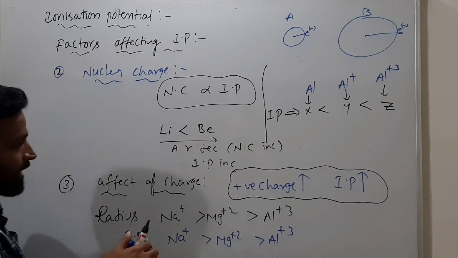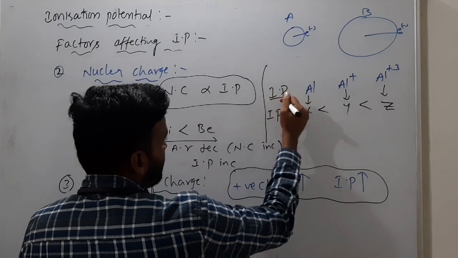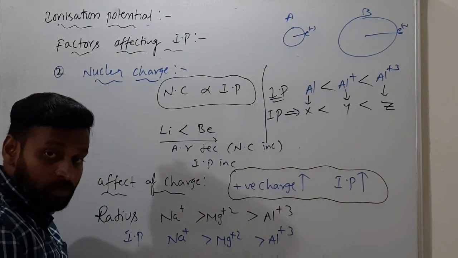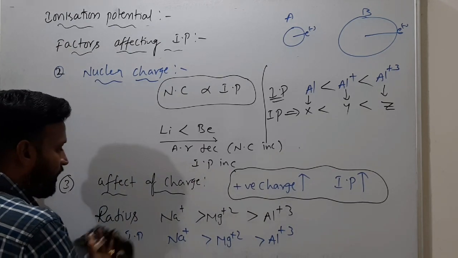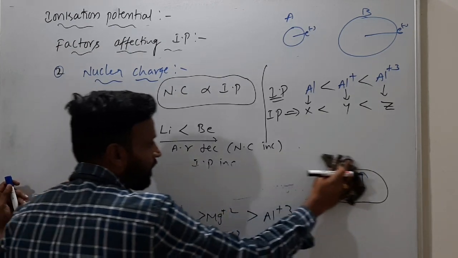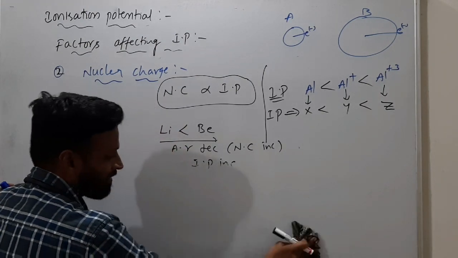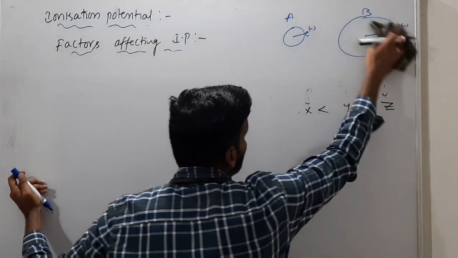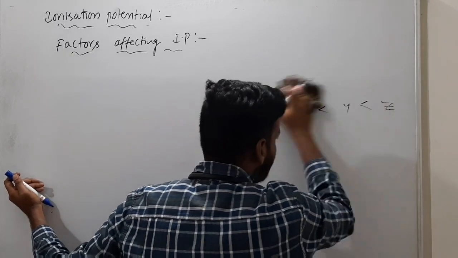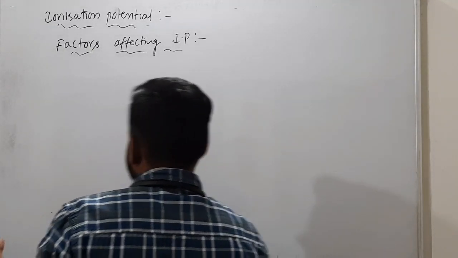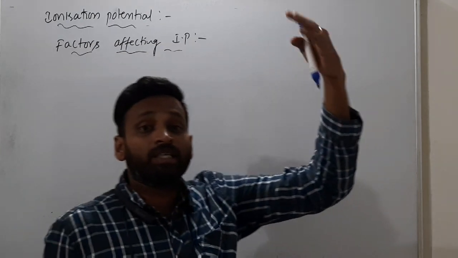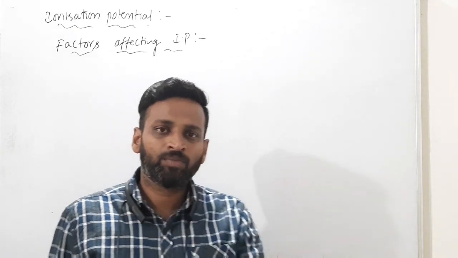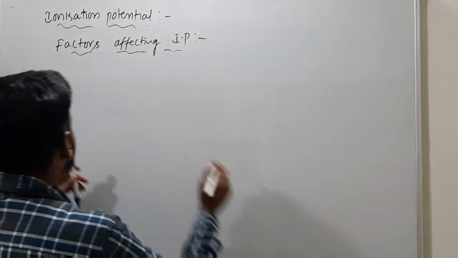Okay, so which has more IP? If they ask which of the following is correct for ionization potential, it is this one: the more the positive charge, the more the ionization potential. Negative charge is reverse. Positive charge is more, IP is more. Negative charge is more, then IP is less, because as negative charge increases, radius increases, so IP decreases. Atomic radius and ionization potential are inversely proportional.